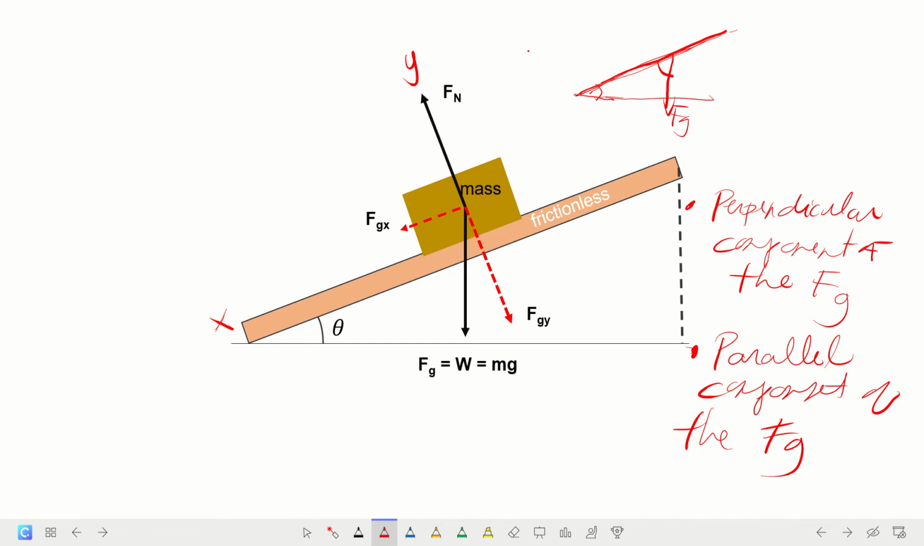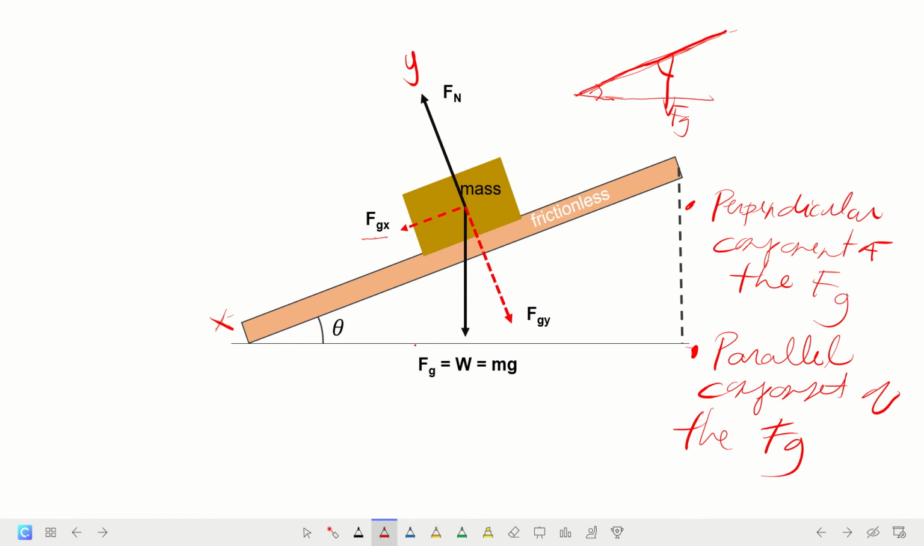So we label this, so since this parallel component is along the x-axis, we label this as the x component of the force due to gravity, or f of g of x, and then the perpendicular component to be f of g of y, or the y component of the force due to gravity.